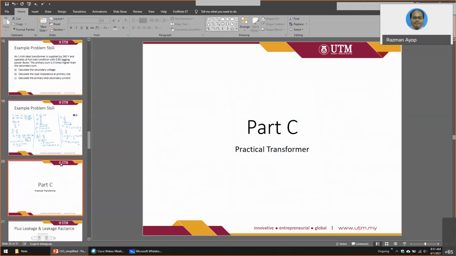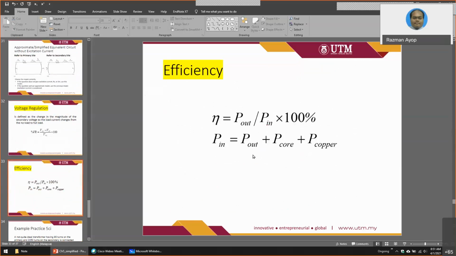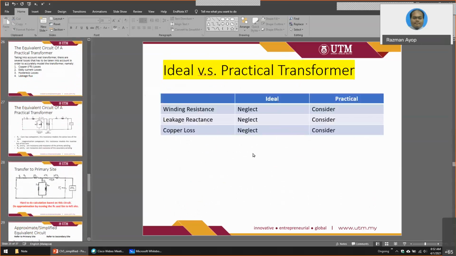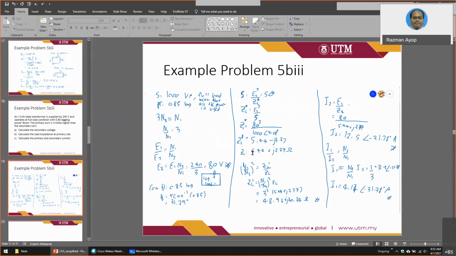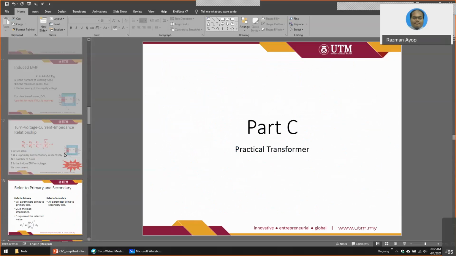And I think for today, just until ideal. If too much, I think you will get confused. For practical, I will show you in the next class. The practical one is much harder. There are a lot of things you have to consider when it comes to practical transformer. So for this case, only focus on ideal first. Try to understand, and then in the next class, we will discuss the practical transformer.